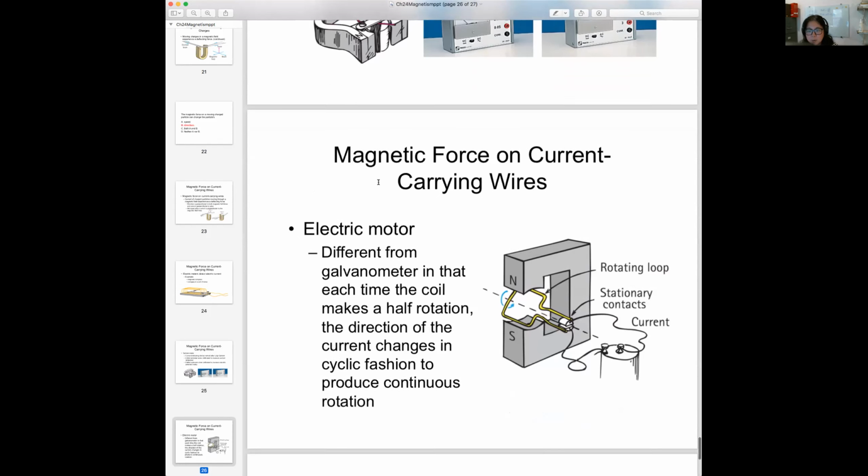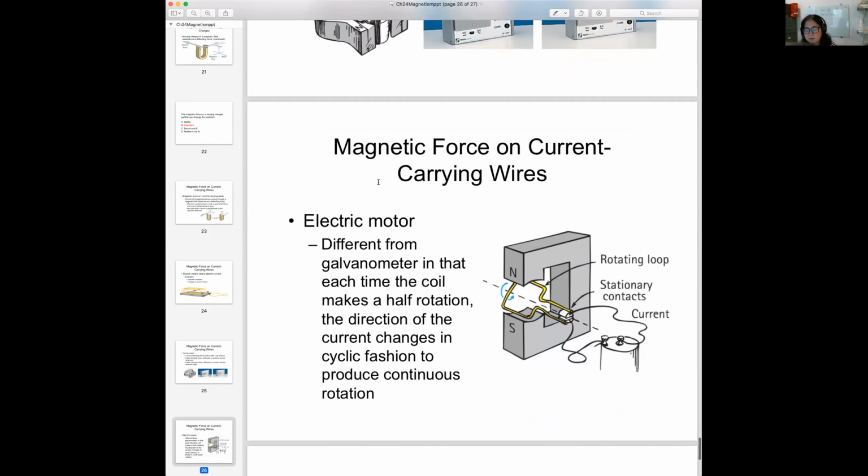How does the electric motor work? You have an electric source, and electric energy converts into mechanical energy that rotates around. You can connect a loop to the battery, and then there's a current flow. When there's a current flow and you put it in the magnetic field, it gets deflected by the magnetic force, and it turns.